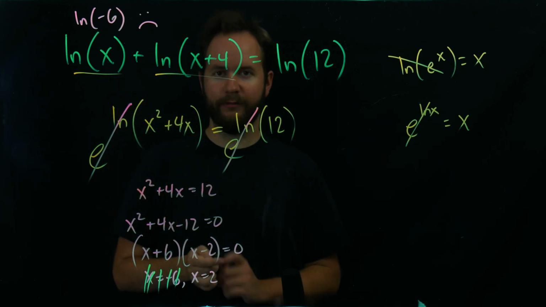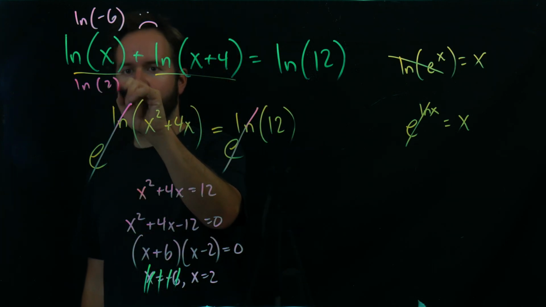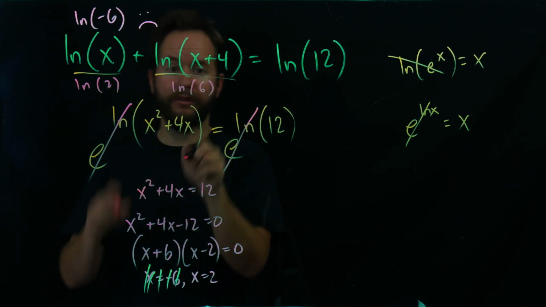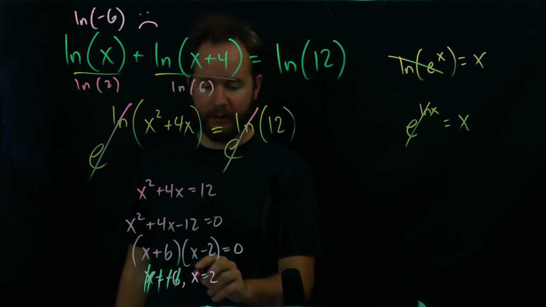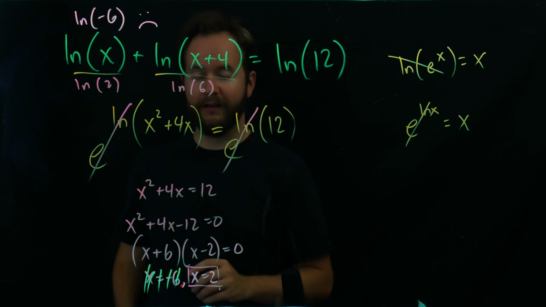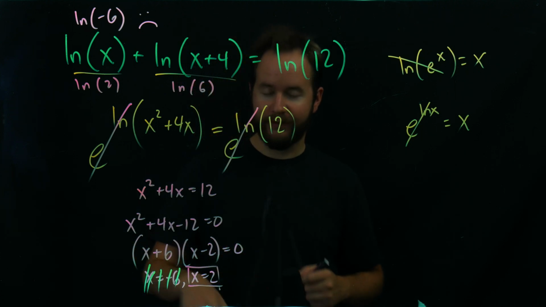But if I take x equals 2 and plug it into this expression, I get ln of 2 and ln of 6. Both of these values are positive, so I don't have to worry about any negatives on the inside of my log when I plug in 2. So it must be the case that only x equals 2 is my answer. Negative 6 gets thrown away.